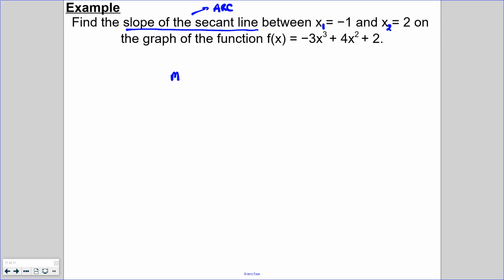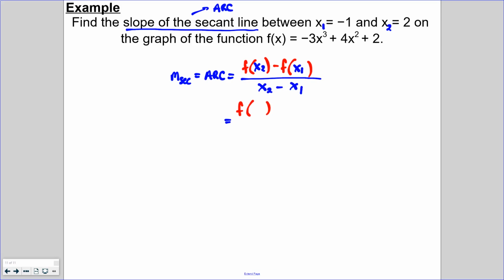So we're looking for the slope of the secant line, which we know is the same as the average rate of change. So we'll be using our same formula, f of x sub 2 minus f of x sub 1 all over x sub 2 minus x sub 1. And we know what x sub 2 and x sub 1 are, so we can substitute those values in, giving us f of 2 minus f of negative 1 all over 2 minus a negative 1.